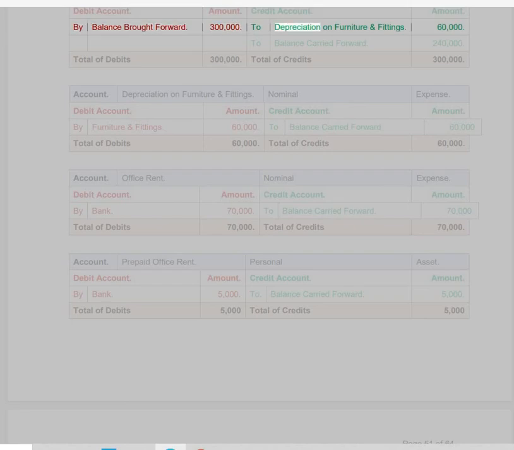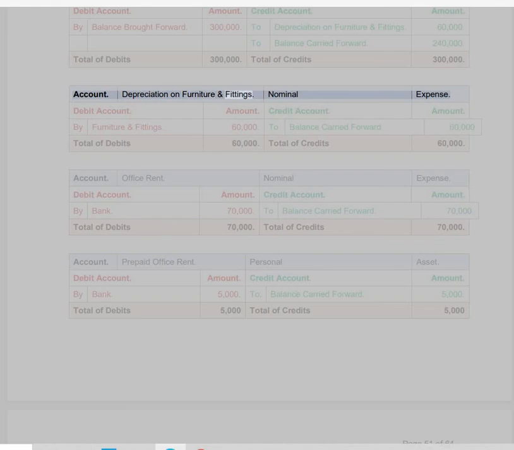300,000 to depreciation on furniture and fittings. 60,000 to balance carried forward. 240,000, total of debits 300,000. Total of credits 300,000.